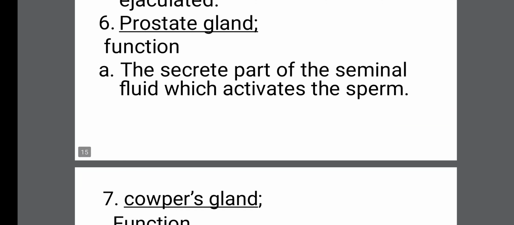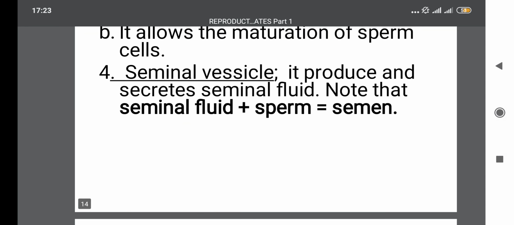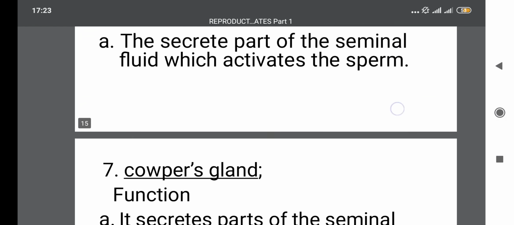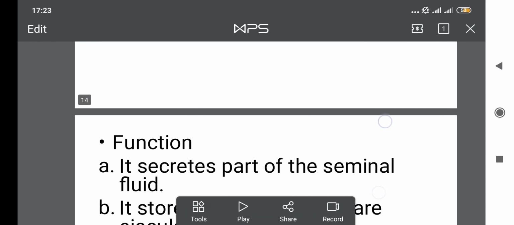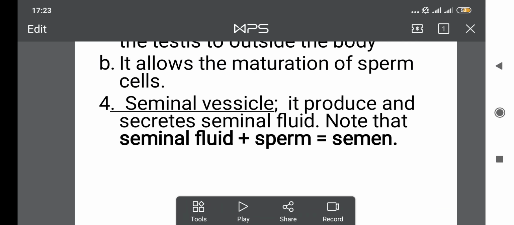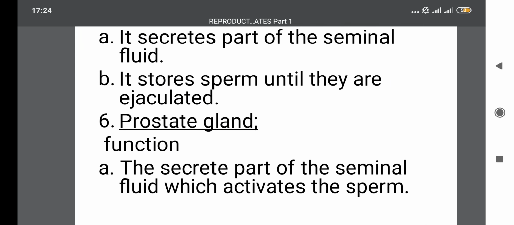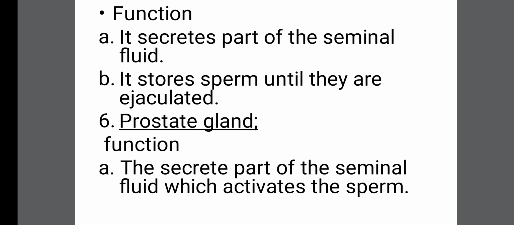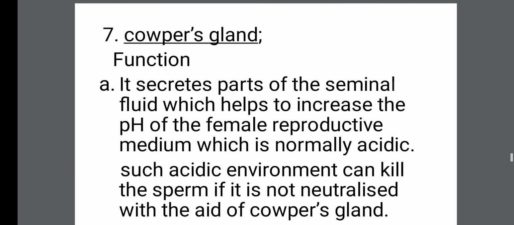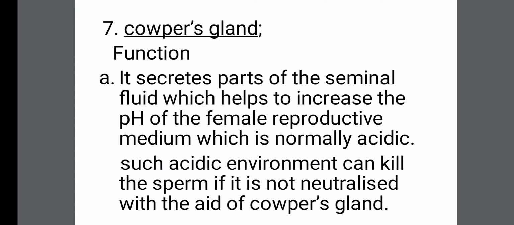Please note the differences between the seminal vesicle, prostate gland, and Cowper's gland. Seminal vesicle releases the part of the seminal fluid that provides energy for the sperm, while the prostate gland releases the part of the seminal fluid which activates the sperm. The Cowper's gland secretes part of the seminal fluid which helps to increase the pH of the female reproductive medium.